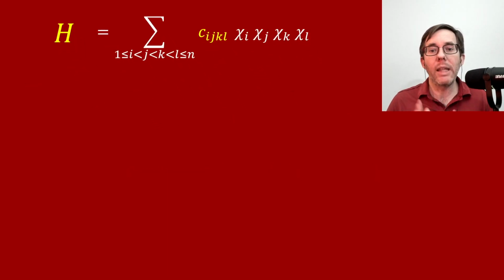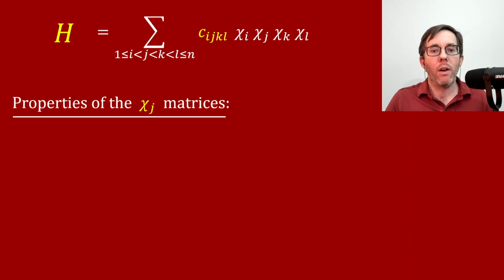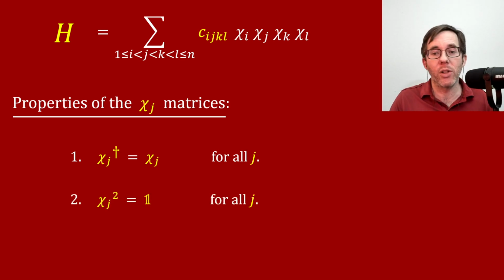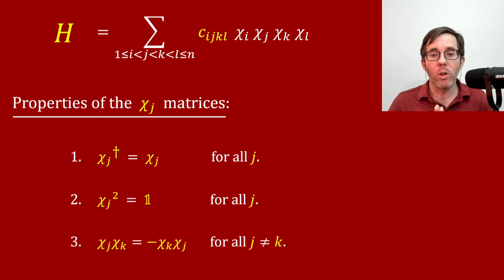Okay, so here are the key properties of the chi matrices. First, these are symmetric matrices. Well, actually they're complex matrices, so I should say that they're Hermitian matrices. That is, the conjugate transpose of chi_j equals chi_j for every j. One thing this implies is that they all have real eigenvalues. Second, they square to the identity matrix, and this funny symbol 1 is my way of writing the identity matrix. So in particular, this means that all of their eigenvalues are either +1 or -1. So they sort of behave like Boolean variables. Third, and this is the most important, these matrices anti-commute. So chi_j times chi_k equals negative chi_k times chi_j. And this is all you need to know about the matrices.